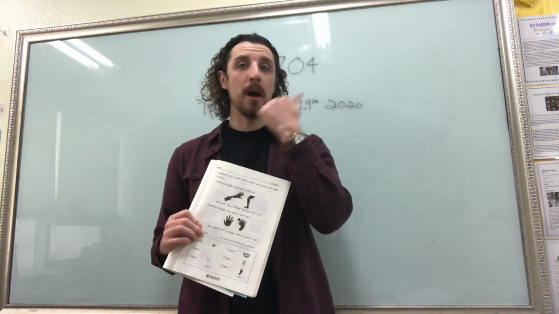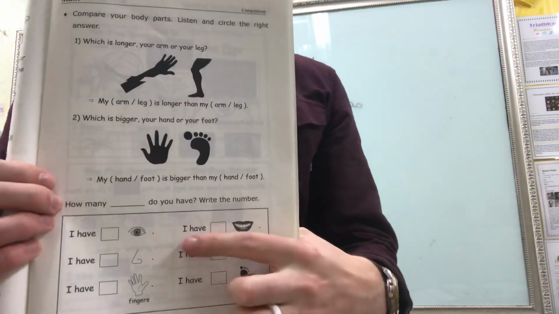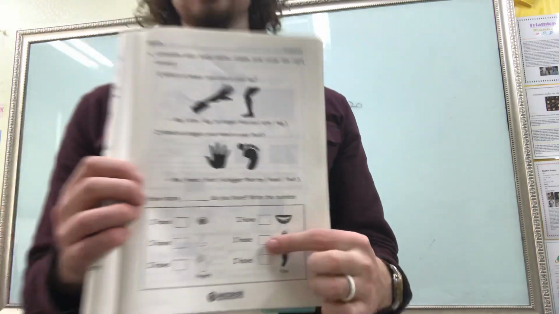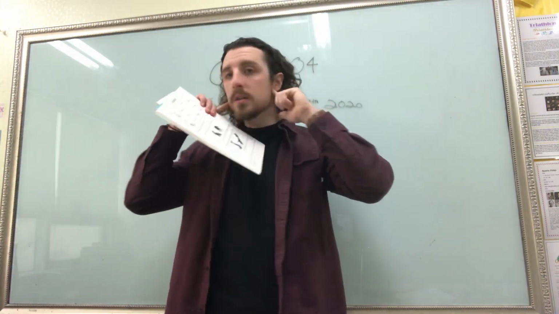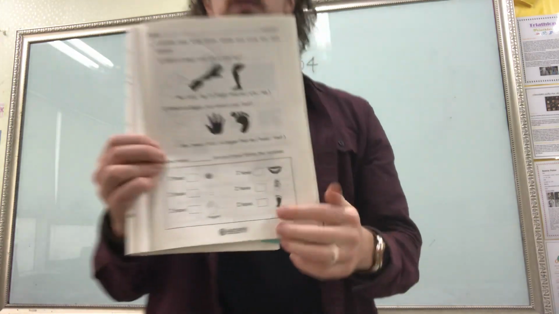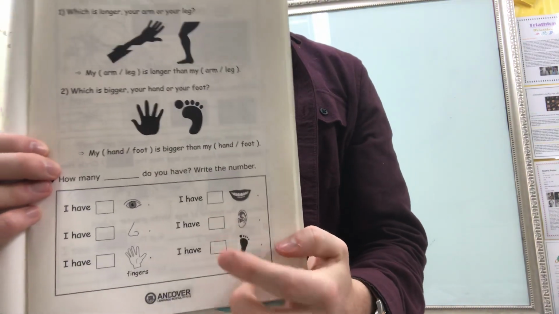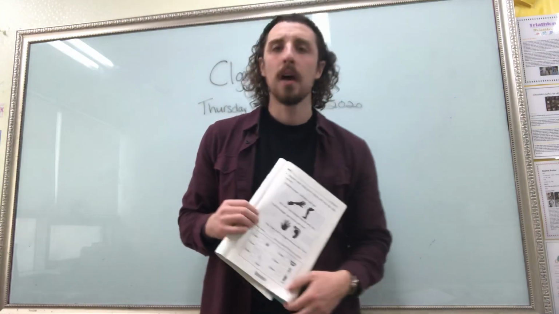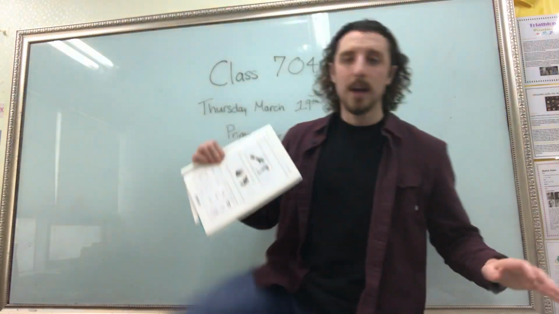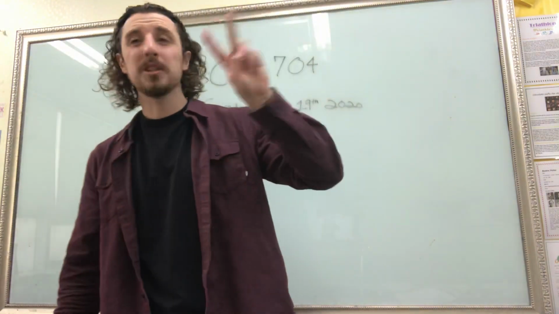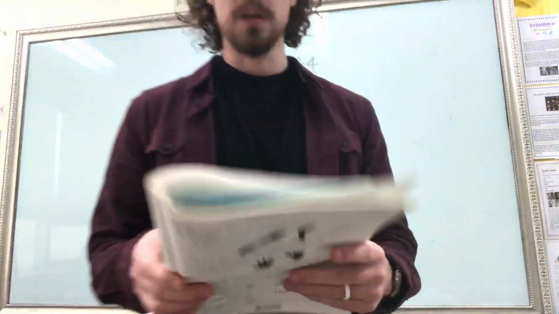Your mouth. How many mouths do you have? Just 1. Just the 1 mouth. I have 1. Your ear. How many ears? We've got 2 ears. So make sure you put a 2 right there. And your feet. How many feet do we have? We've got 2 feet. So for this one, I have 2 feet.